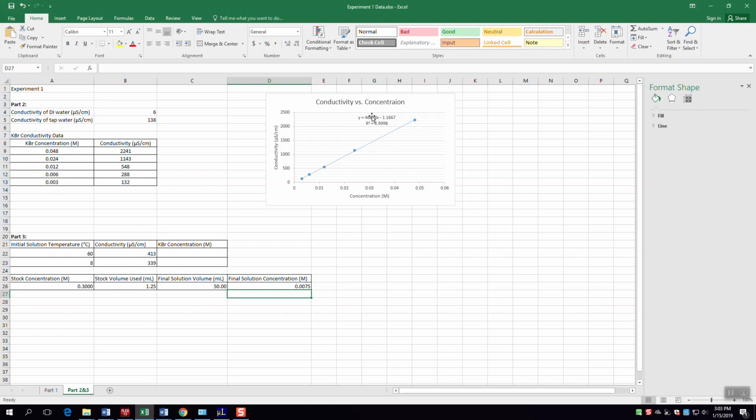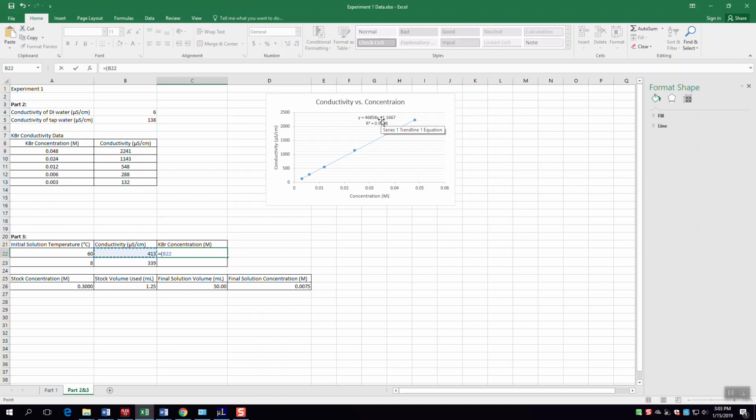But in this case, we want to find out what is the experimental concentration of KBr. Remember how we talked about before, finding the experimental concentration is challenging, right? It's not a good way to directly measure it. Well, the way we can measure it is by conductivity. And we have 2 conductivity values here for the 60 degrees C and the 8 degrees Celsius water. And we have a calibration curve. So what we want to use is the equation of our line on the calibration curve to find the concentration of KBr.